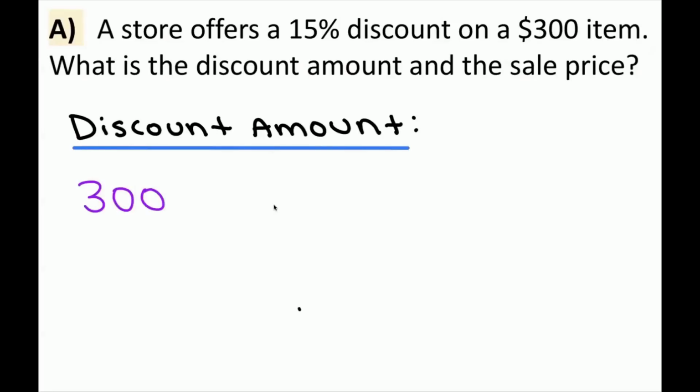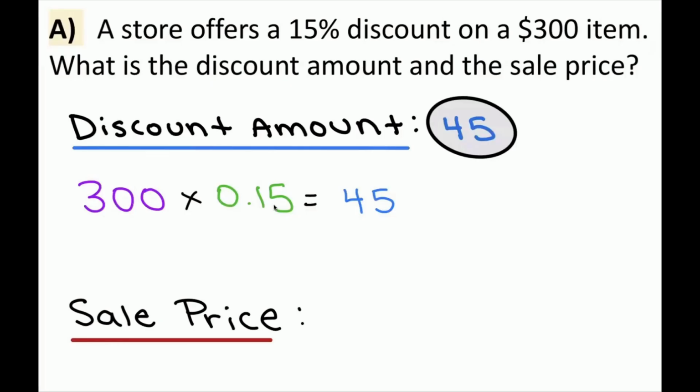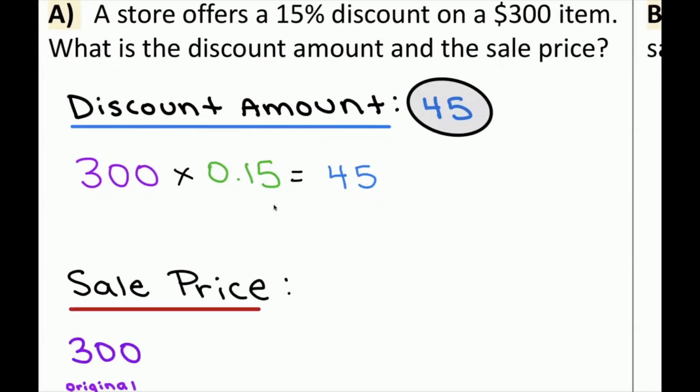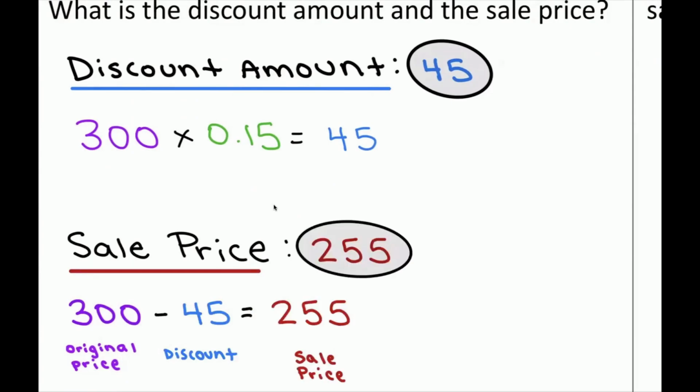The discount amount is 300 times 0.15, so we save $45. It asks for the discount amount and the sale price. So we don't have to pay $45. To figure out what we do have to pay, we take our original price, 300, and we subtract 45. So our sale price is $255.